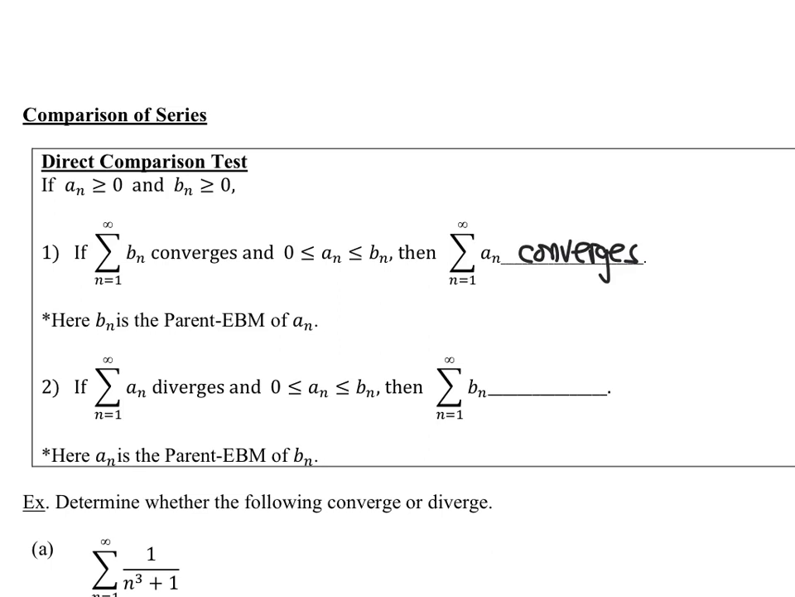All right. If a sub n diverges and a sub n is trapped between 0 and b sub n, then it's basically going to force b sub n to diverge also.